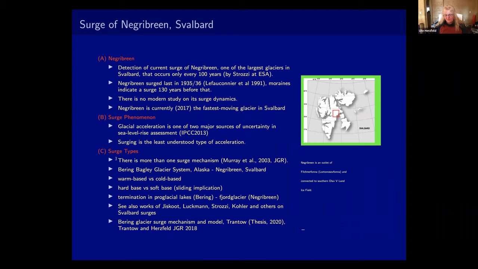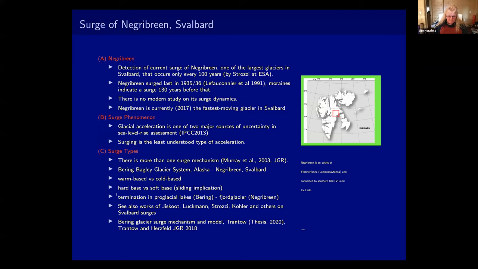And part of our project is to compare a surge in the Bering Beckley glacier system in Alaska, which we studied when it happened in 2011 to 2013-14. Bering Glacier is a temperate glacier, versus Negribreen, a polythermal Arctic glacier, so there is quite a bit of difference in the dynamics of the Arctic glacier. Also, there are small, or let's say less studied, differences in the actual geology of the bed, and the bed plays a considerable role in the sliding of the glacier over the bed.